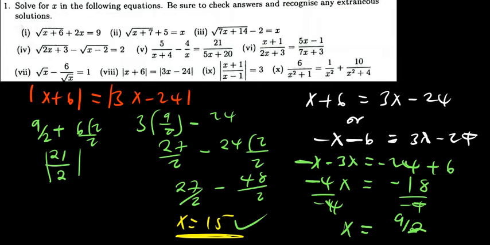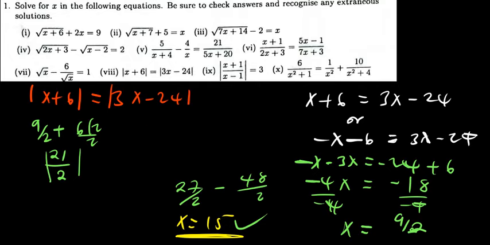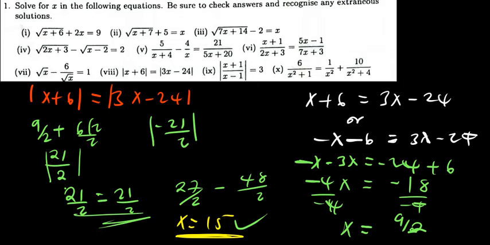The denominators are the same, so you are going to subtract the numerators. So it's 27 minus 48, which is negative 21 over 2. But since it is in the modulus, it will still come out as positive. So we end up having 21 over 2 is equal to 21 over 2, which is part of the solution. So x is equal to 9 over 2 is also part of the solution. So in this case, we don't have any extraneous solution.